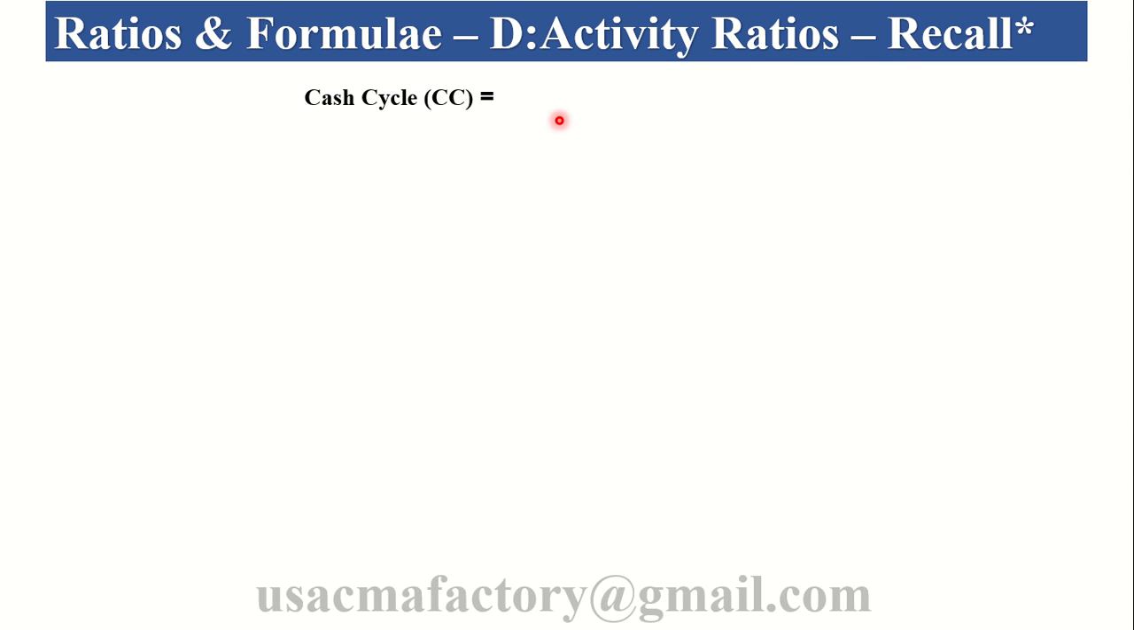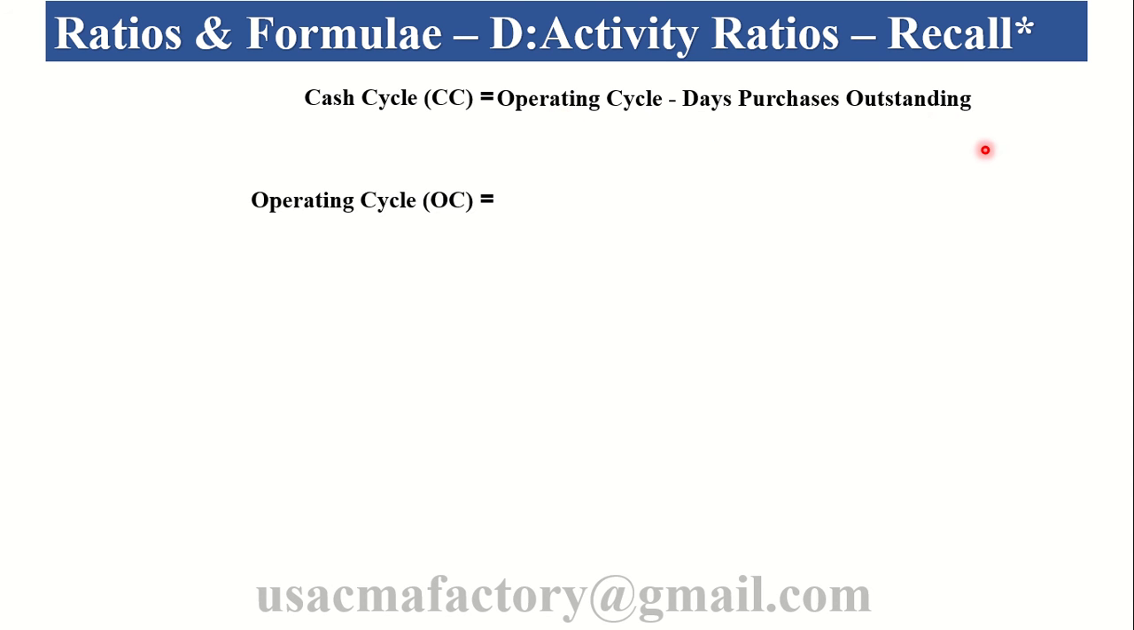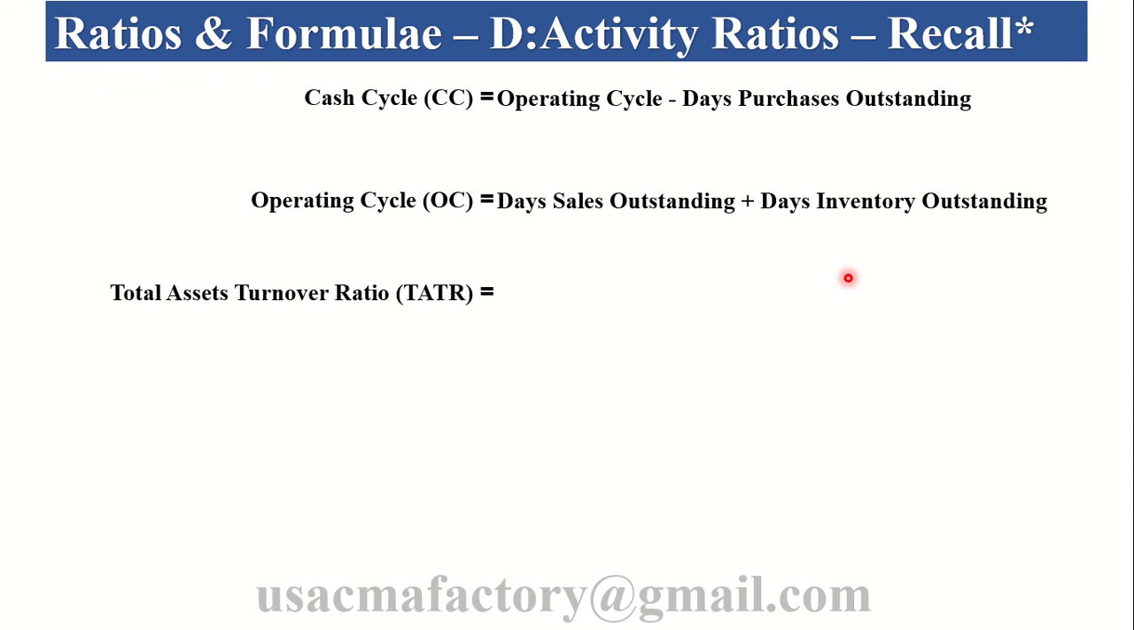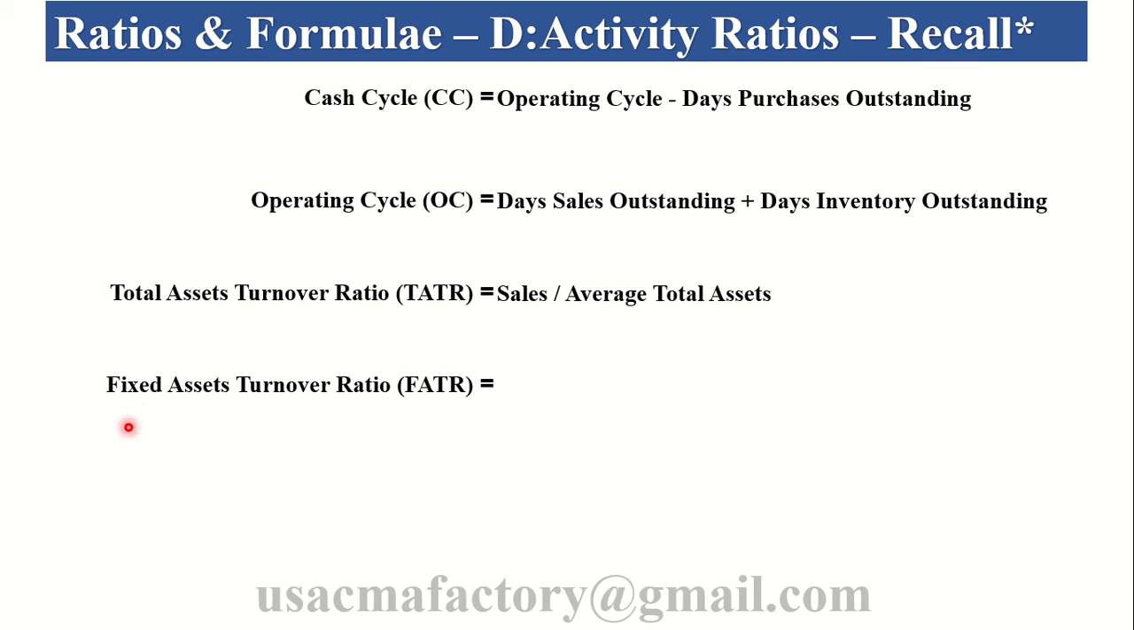Cash cycle is equal to operating cycle minus days purchases outstanding. Operating cycle is equal to days sales outstanding plus days inventory outstanding, DSO plus DIO. Total assets turnover ratio is equal to sales divided by average total assets. Fixed assets turnover ratio is equal to sales divided by average net fixed assets.